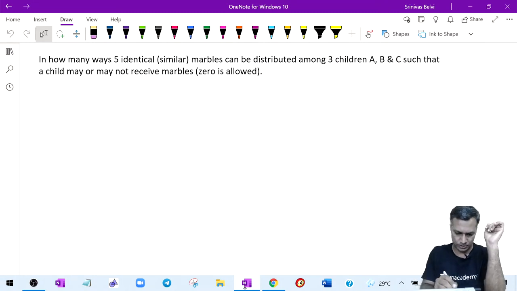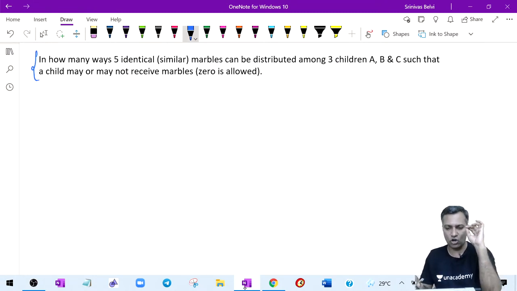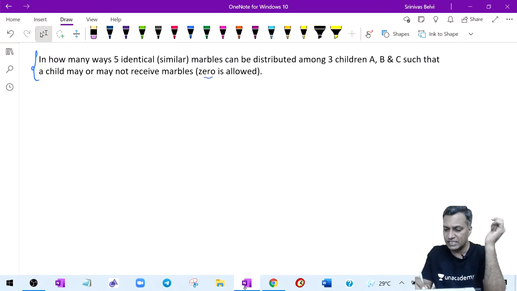Now take a look at this question. Just read it along with me as we do the concept. I'm not expecting any answer. Listen first. In how many ways can five identical marbles be distributed among three children A, B, C such that a child may or may not receive marbles? A child may or may not receive. In the sense, giving zero is fine.